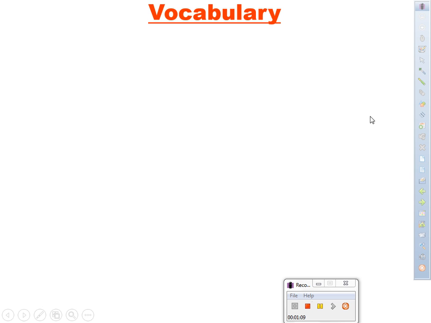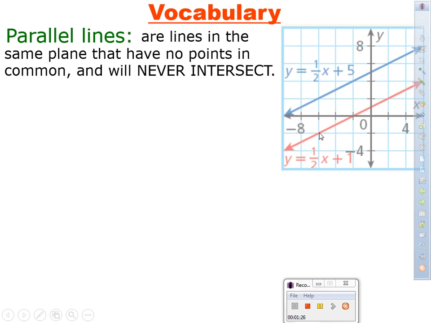Here we go. So just pay attention really quick, pens down and eyes up here. So for parallel lines, according to the definition that they give us, look up please, it says lines that are in the same plane and have no points in common. They will never intersect. How do they look? They look like this. This blue one, this red one, and here are their equations.